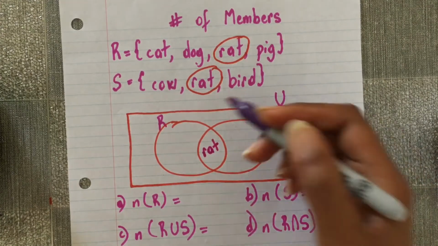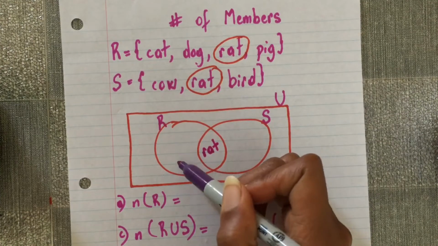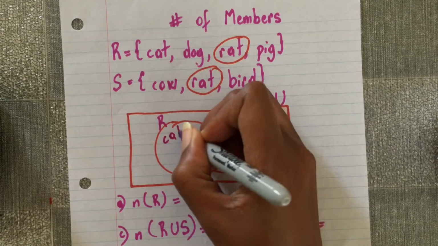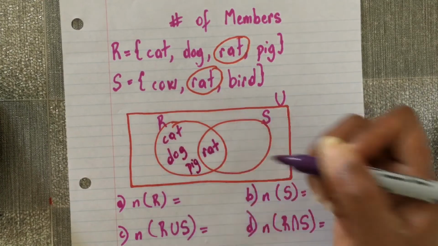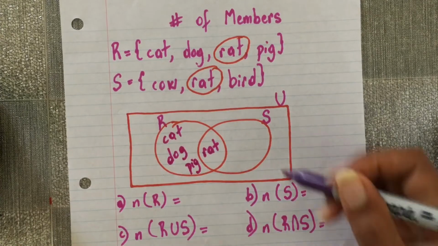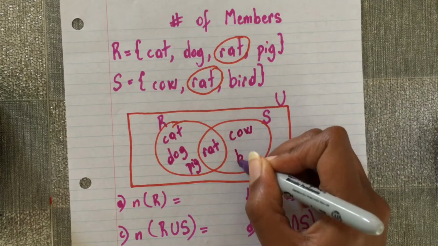The next information that I have here, I have for R, so I'm going to put the rest of the elements for R here. So I have cat, I have dog, and I have pig. For S, I'm going to put the remainder elements here. I have cow, and I also have bird.